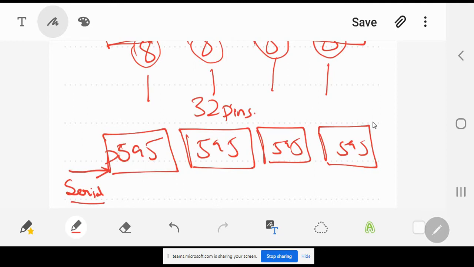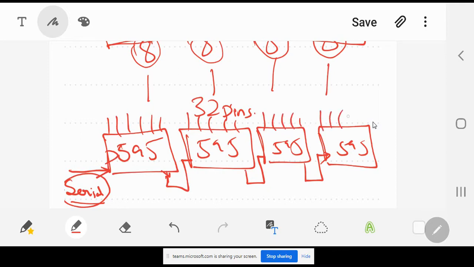It's going to take data in. From here the data will come out and go into the next IC, and from here it will come out and again go into the next IC. From here it will come out and go into the next IC. These ICs are going to take in serial data, and they are going to give 8 bits output here, 8 bits output here, 8 bits output here, 8 bits output here.